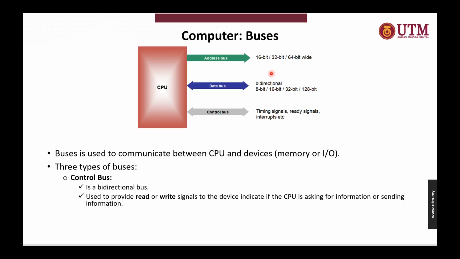This address bus also can be 16-bit, 32-bit, or 64-bit wide. If you have a 64-bit wide address bus, it means you can have a lot more devices connected to the CPU, because the address space is much bigger compared to 16-bit addresses.